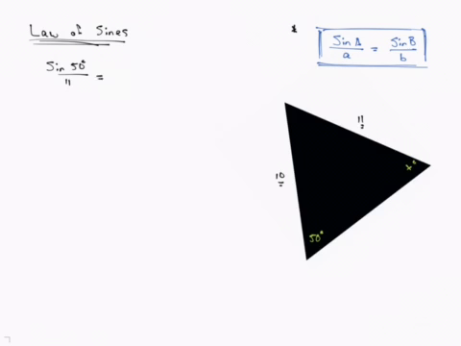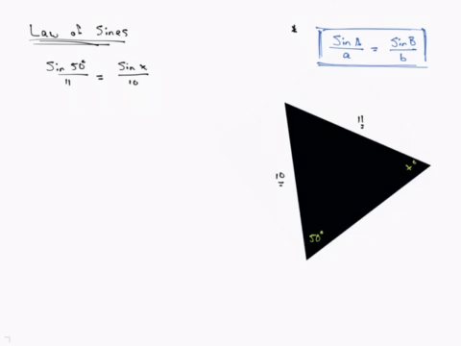And that's going to equal the sine of any other angle and the side opposite of that. So I'm going to take my other angle that I'm looking for here, and that's going to be the sine of x. And I'm going to put that over the side opposite of x, which in this case is 10.